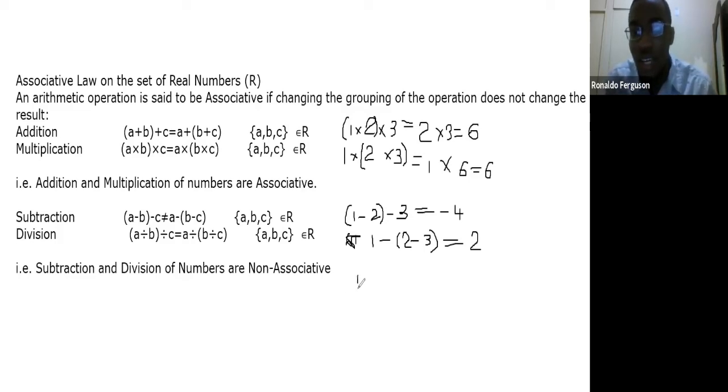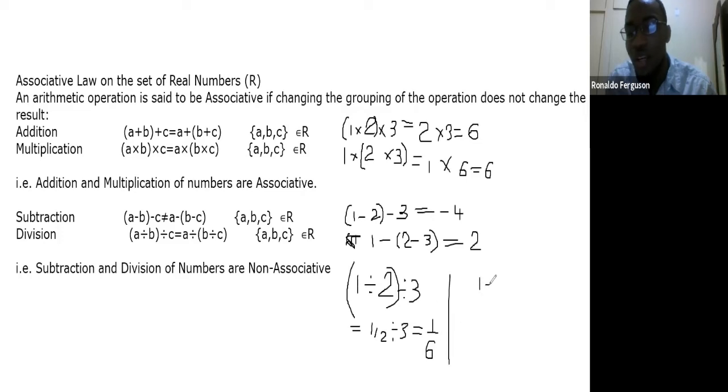Obviously, the associative law cannot be true for division, as 1 divided by 2 divided by 3. Let's say we divide 1 divided by 2 first. 1 divided by 2 is a half, and then a half divided by 3 is equal to 1 over 6. Now let's say we start with 2 divided by 3 first. So this becomes 1 divided by 2 over 3, and that is clearly 1 times 3 over 2, which is 3 over 2. So clearly these two results are not the same.